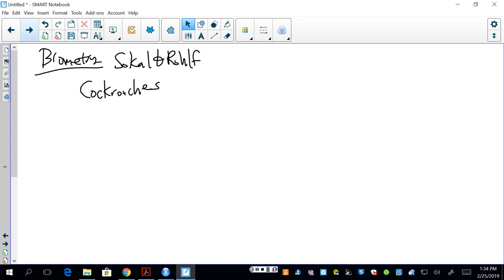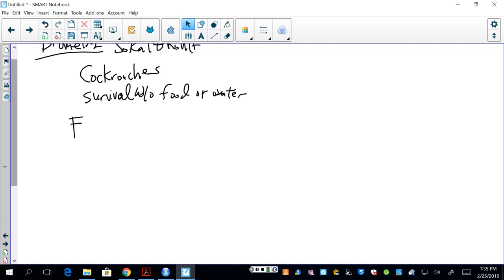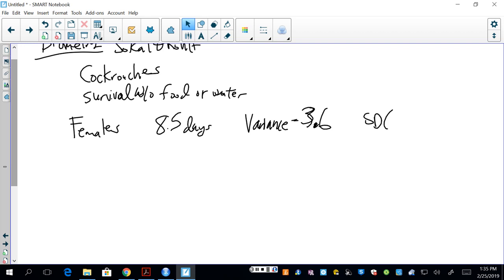This is about how long these things will survive without food or water. It doesn't seem like that humane an experiment, but for females, it reports that they can survive about 8.5 days with a variance of 3.6. So the standard deviation for the females would be the square root of that.